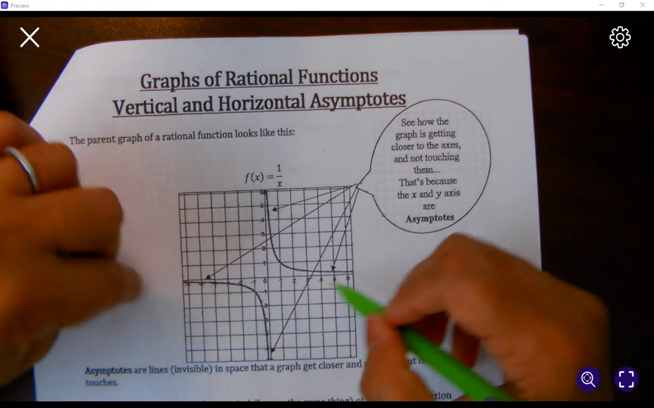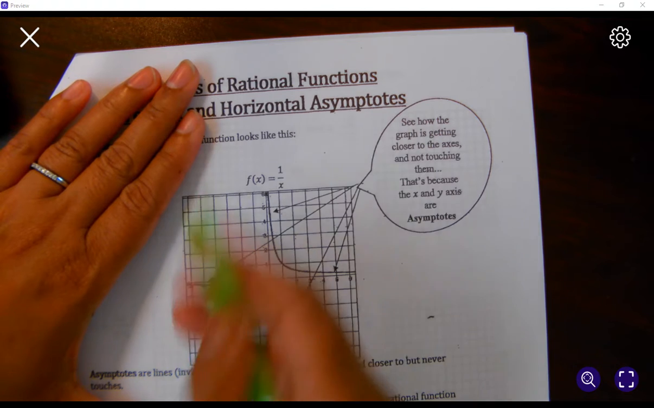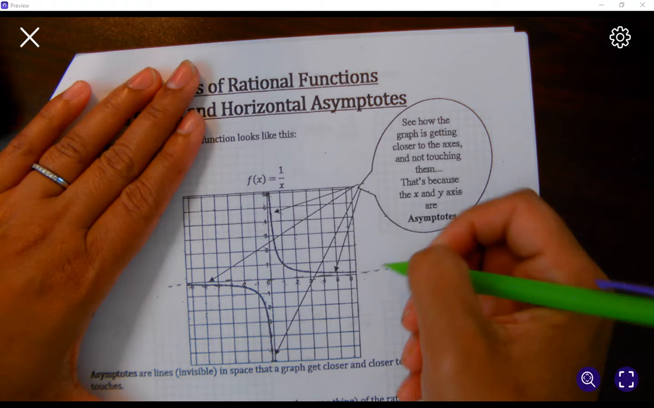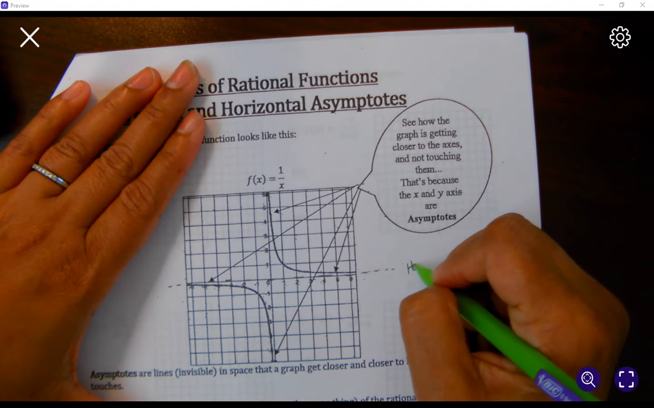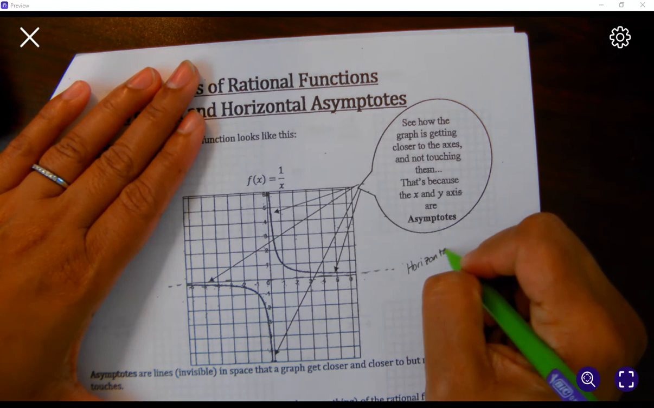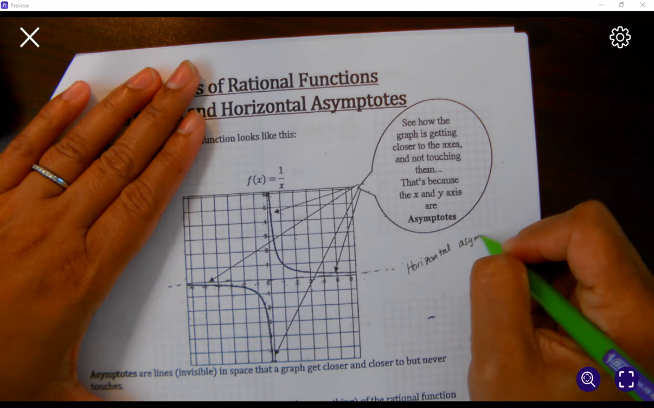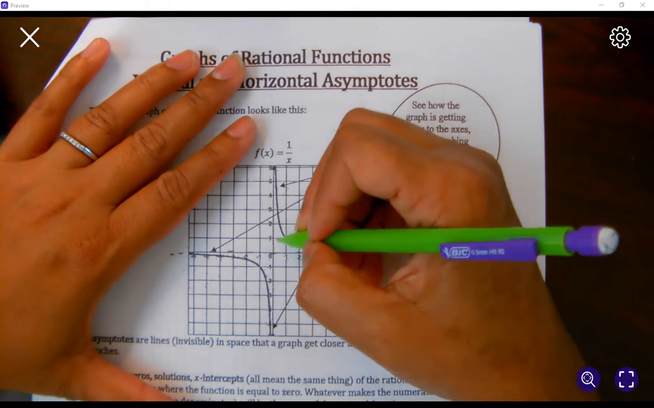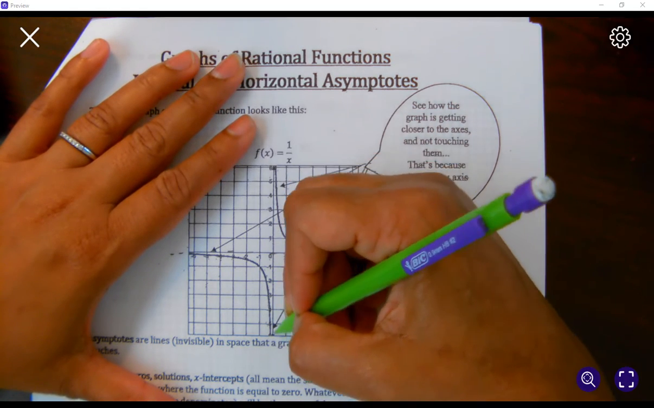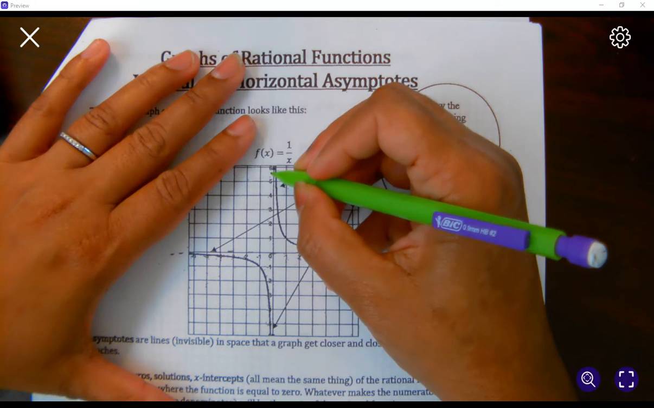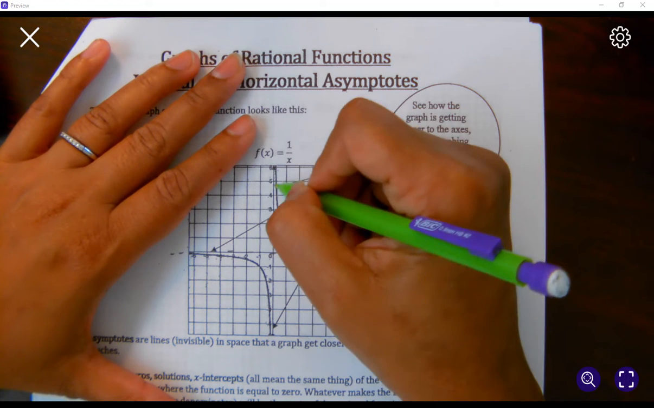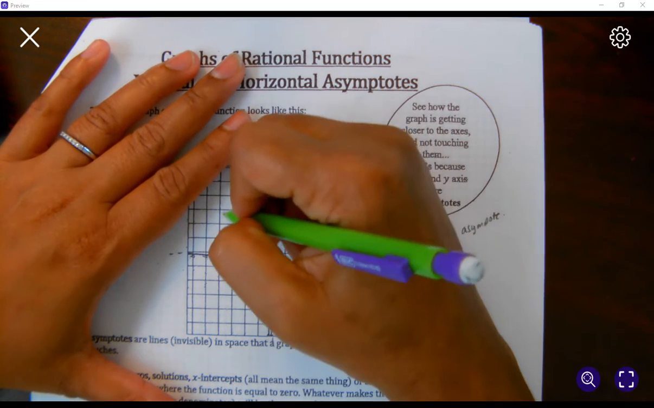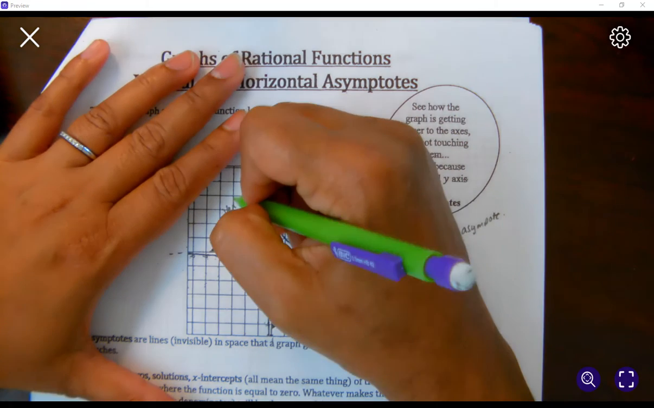Sorry, the x-axis, okay? So this line right here, this is an imaginary line. We don't see it, but we know it's there. We call this the horizontal asymptote. Okay, we call that the horizontal asymptote. And it's the same thing that happens here. This graph is going closer and closer here. It's never going to go through it, but this is your horizontal. So this line right here is the horizontal asymptote. Oh, sorry, vertical asymptote.